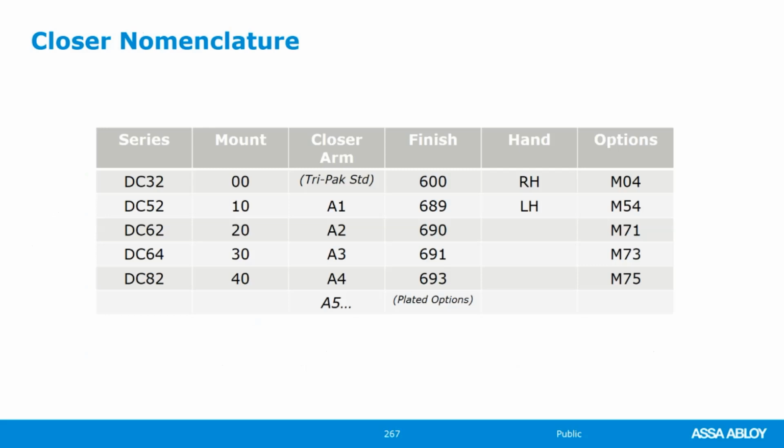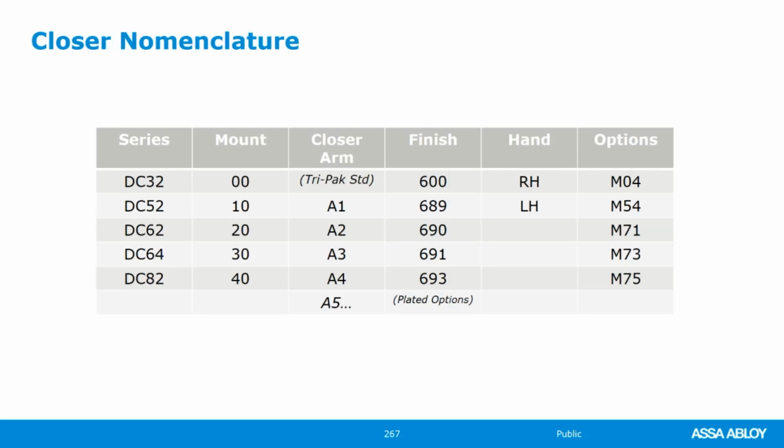Again, looking at our nomenclature, we always start with the closer series, DC 32, 52, 62, 64, 82. Then the mount. Notice that the 5200 is only available with the 30 or 40 because that is our track mount. For our standard closer, tri-pack is standard.